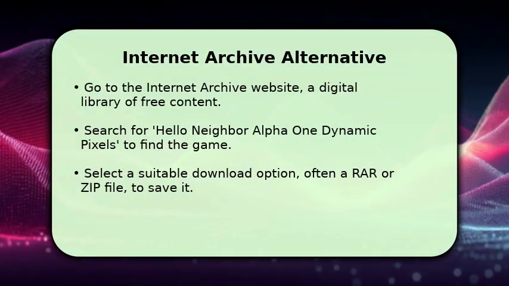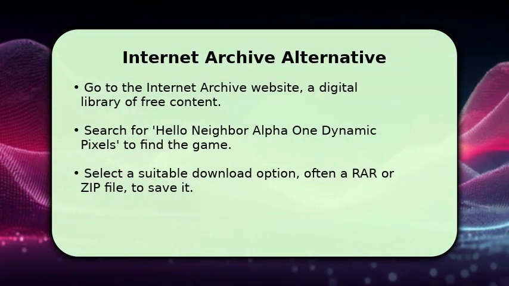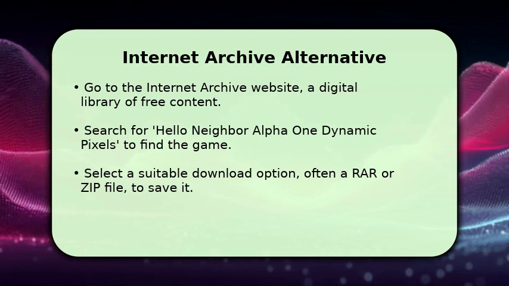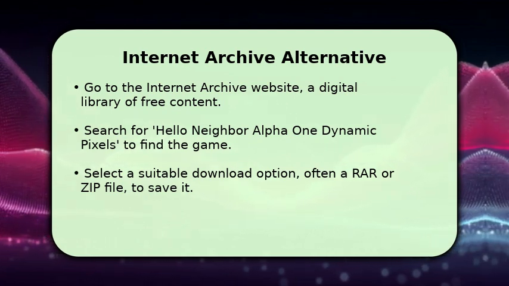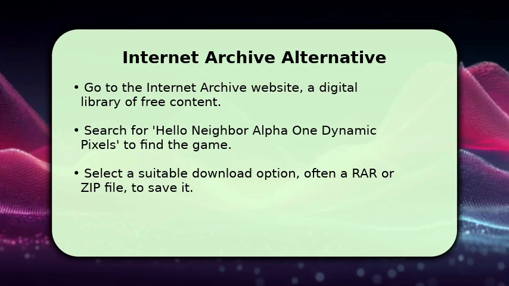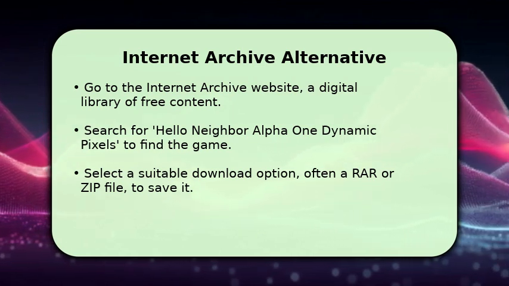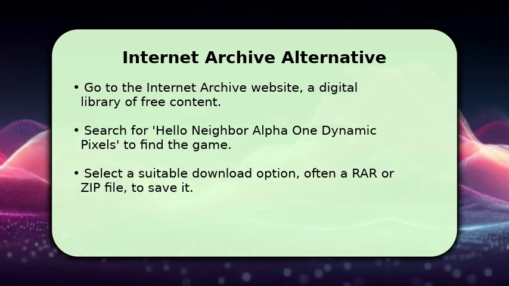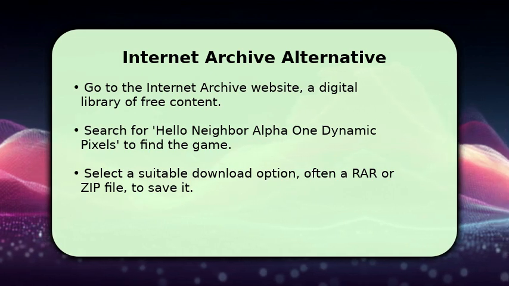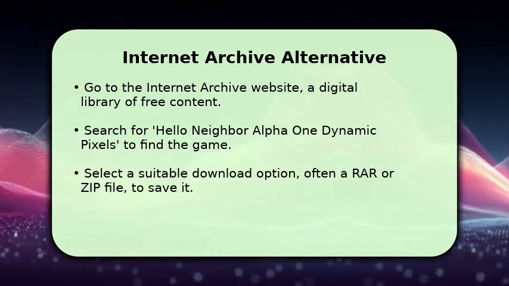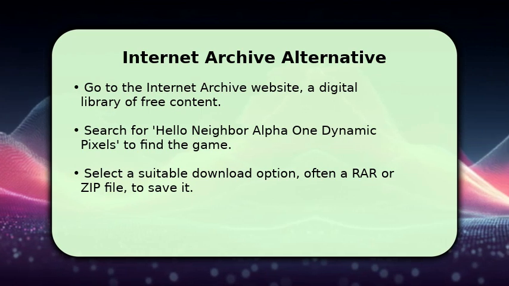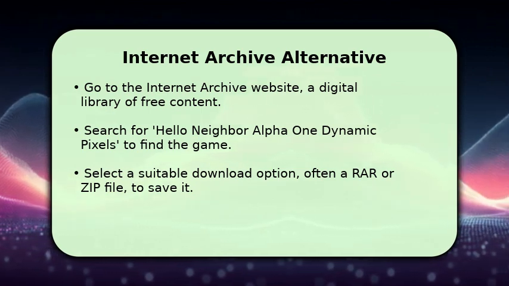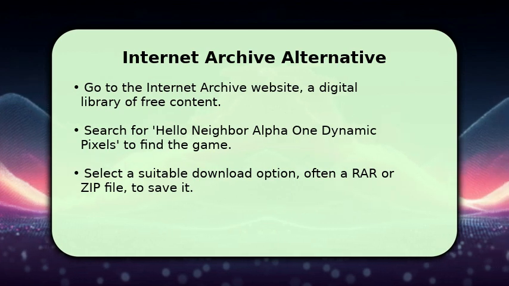As an alternative, the Internet Archive provides another reliable source for Alpha 1. Head over to the Internet Archive website and use the search bar to look for Hello Neighbor Alpha 1 Dynamic Pixels. You should find an entry for the game, often including various download options. Choose a common file type, such as a RAR or ZIP archive, and download it to your computer. This is a great resource for preserving older game versions.